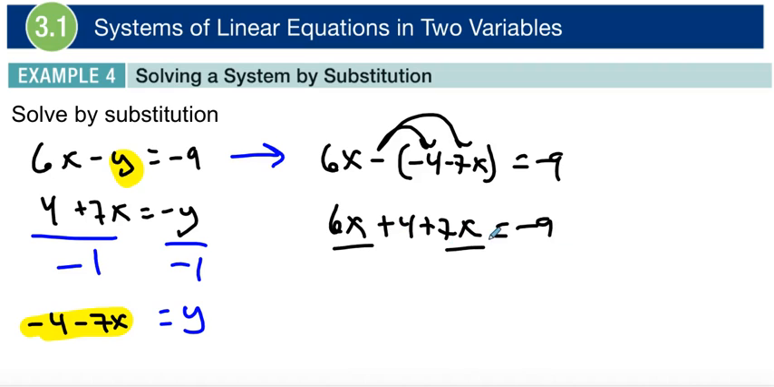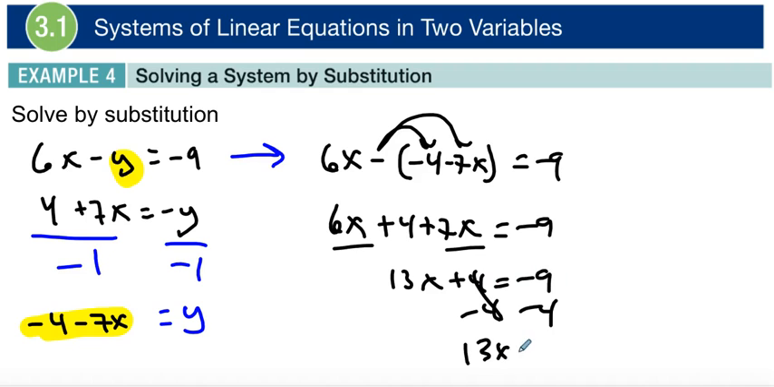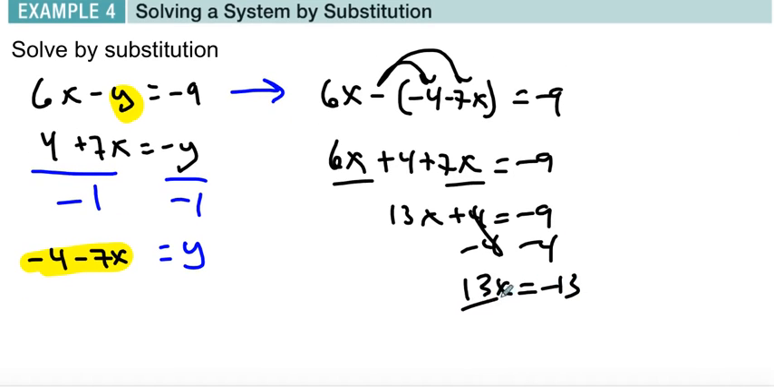I can combine those guys. I get 13x plus 4 equals -9. Subtract my 4 on both sides. And I'm going to get x equals -1, right? Sweet. So again, that is my x value, but now what is my y value?